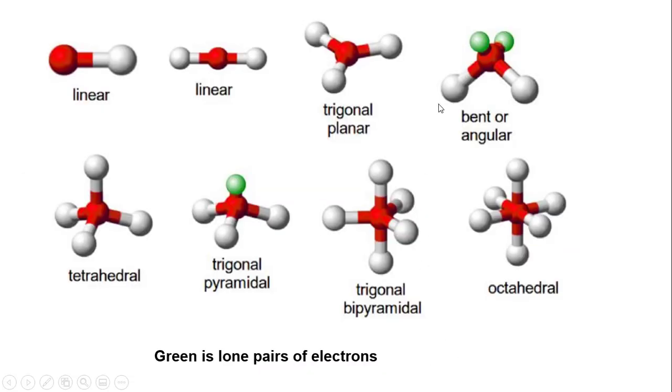Here is a visual of what these look like. So this is 2 atoms and it's linear. This is 3 atoms and it's linear. You can see that they are spread out. The greens are the lone pair to give you an idea of what some of these look like.